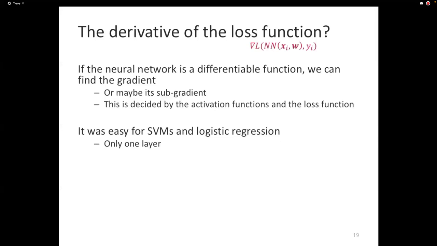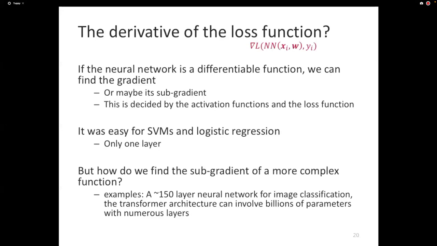Computing the gradient, or the subgradient, is easy for SVM, because it's just a one-layer neural network. It's, I would argue, easy for logistic regression. You're doing that in your homework. Also, it's a one-layer neural network. It becomes painful when we have a more complex function.